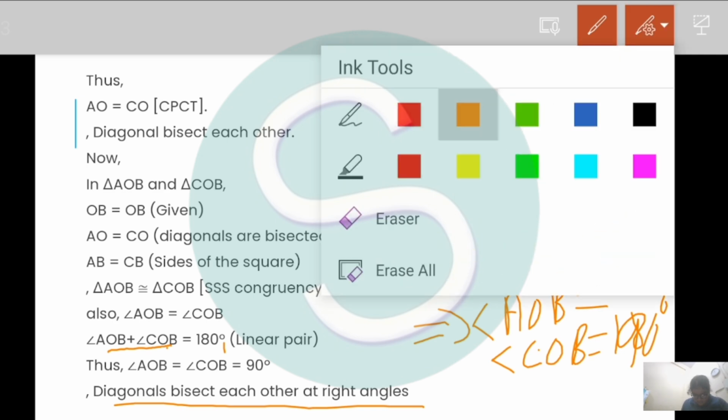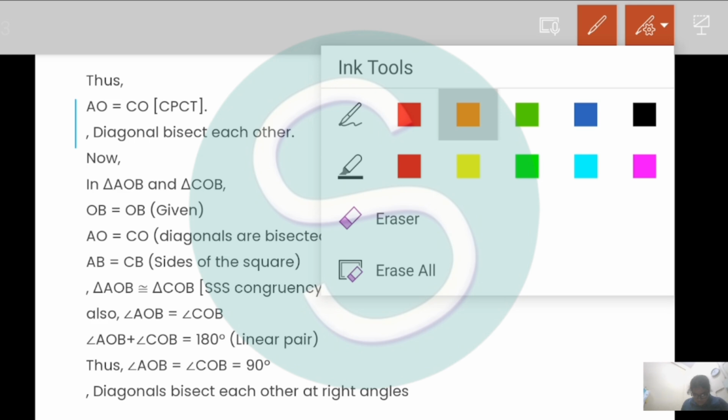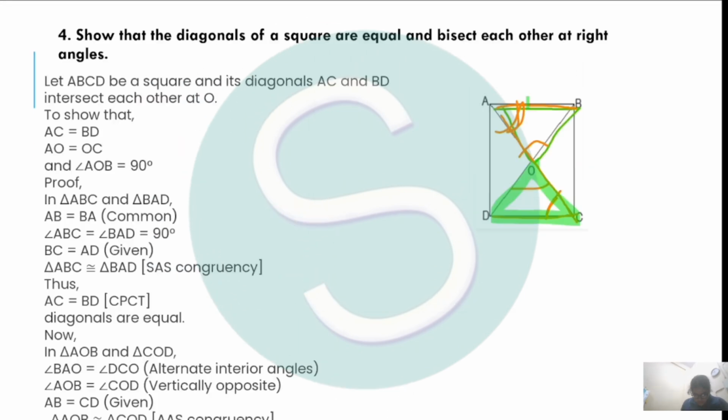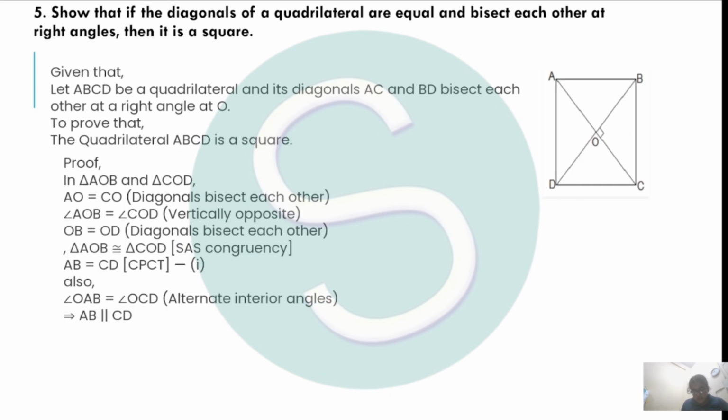So we have proved all the three things which we were supposed to prove. First, we proved diagonals are equal. Secondly, we proved that they bisect each other. And thirdly, we proved that they bisect each other at 90 degree right angles.